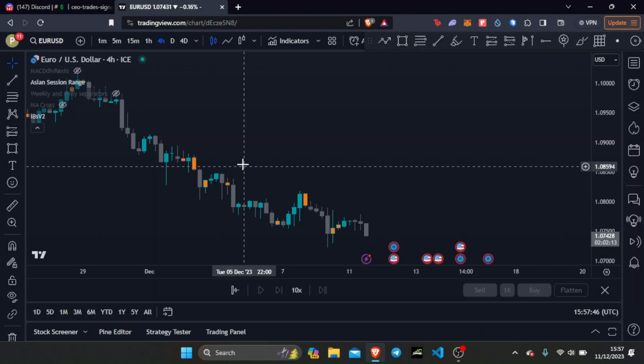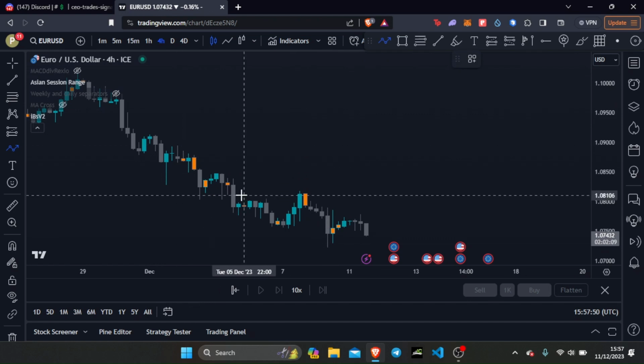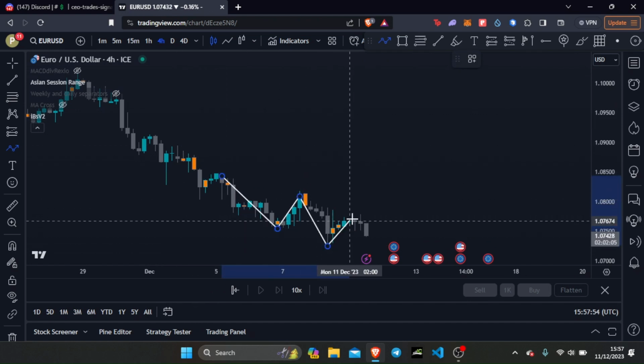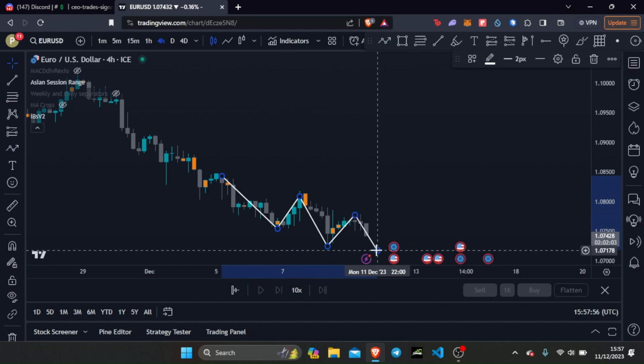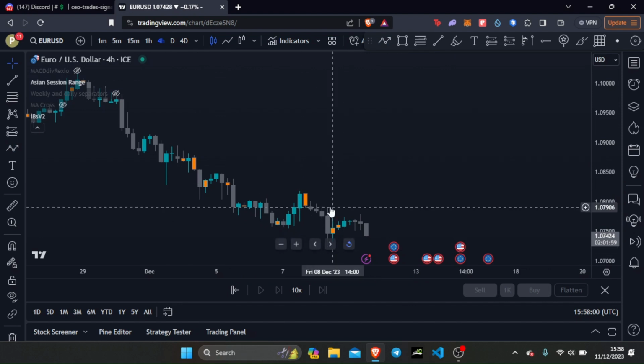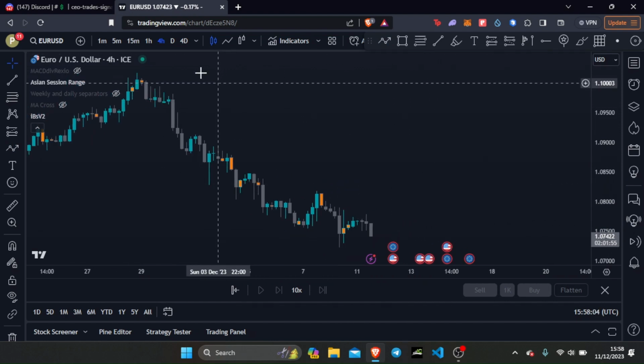So let's get straight into it. And the first thing that I always want to do is figure out what my directional bias is. So as we can see on the higher time frame, we are in a bearish trend, right? We've got a series of lower lows and lower highs indicating that we should be looking for sells.